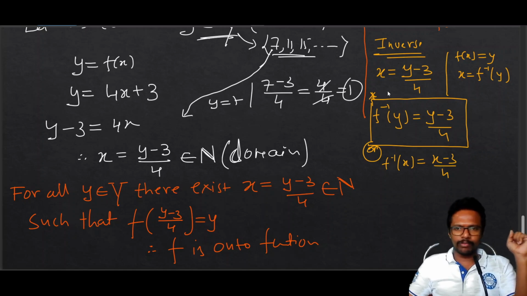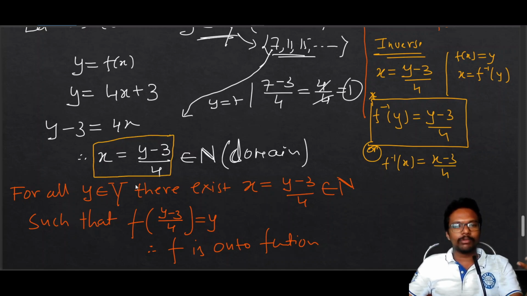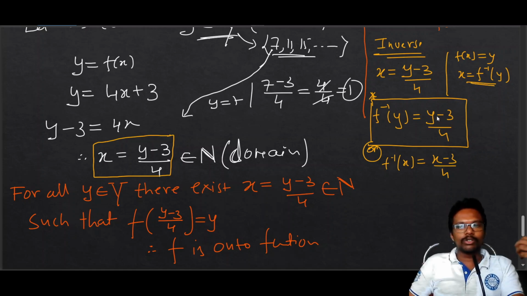I hope you understood where it came from. We have already found the x value. So this x value is nothing but the inverse function. If f is 1-1 and onto, then this x part will become the inverse of that function. So x is nothing but f inverse of y. So f inverse of y equals y minus 3 by 4. If you substitute a y value, you are going to get an x value here. So we are going to get a reverse value.